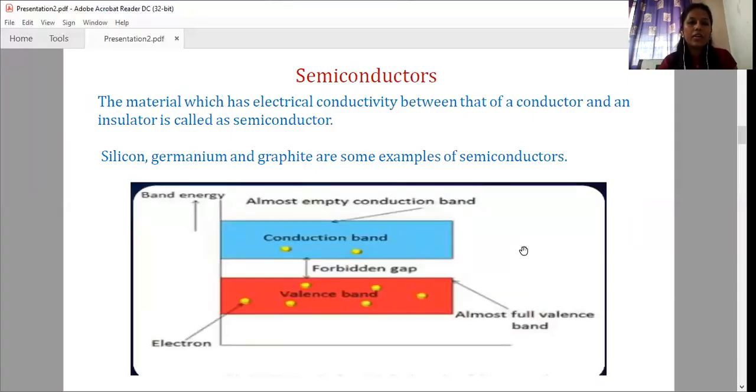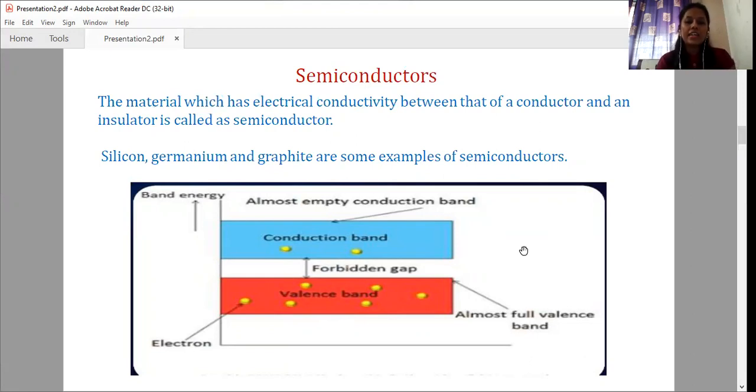Then next is the semiconductor, a material whose electrical conductivity lies between that of a conductor and an insulator. The best examples are silicon and germanium. There is maximum use of silicon and germanium atoms, and another example is graphite.